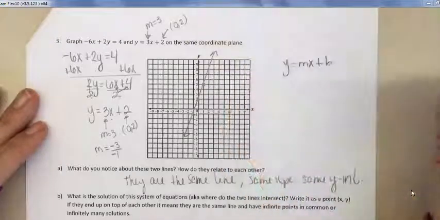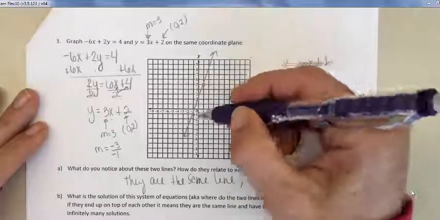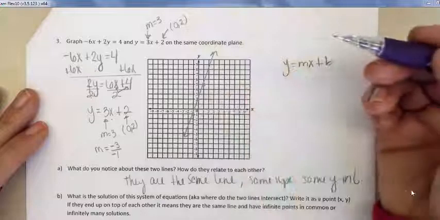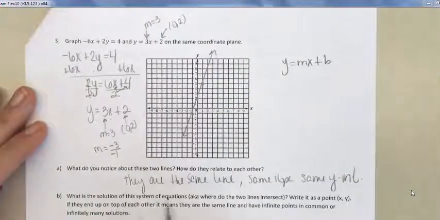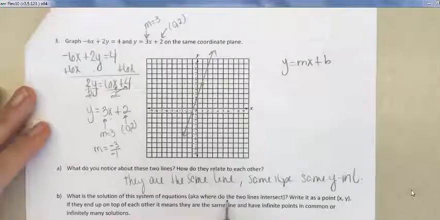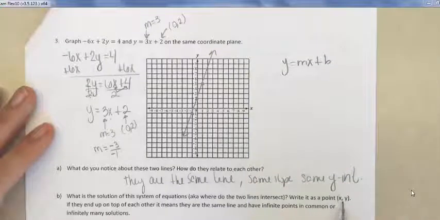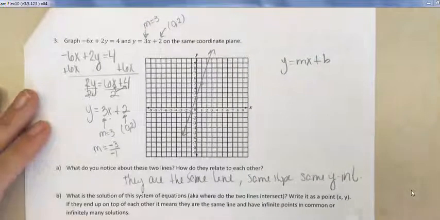How many points are on a line? These lines go on forever and ever in both directions. So how many points are there? Well, there's infinite points, right? Okay, so what is the solution of the system of equations? Where do they intersect? Well, they intersect at all the points on the line. Write it as a point? I can't. There's too many. I'll be here until I die.